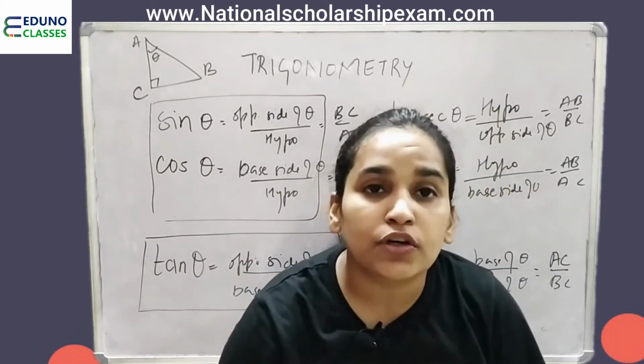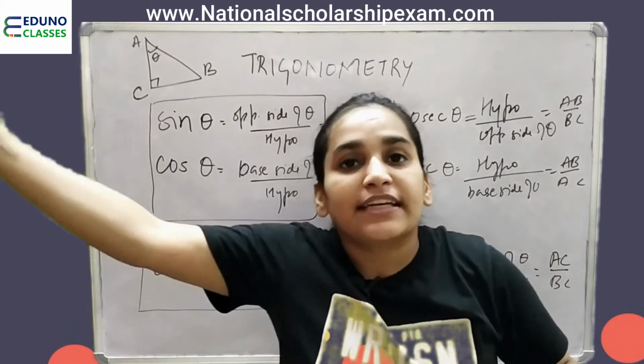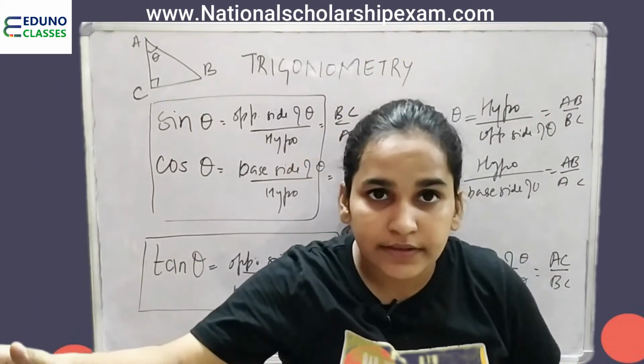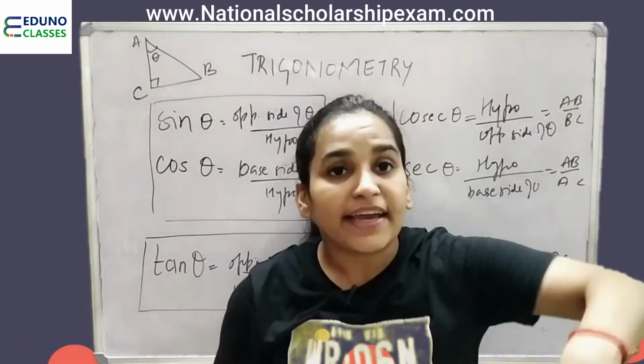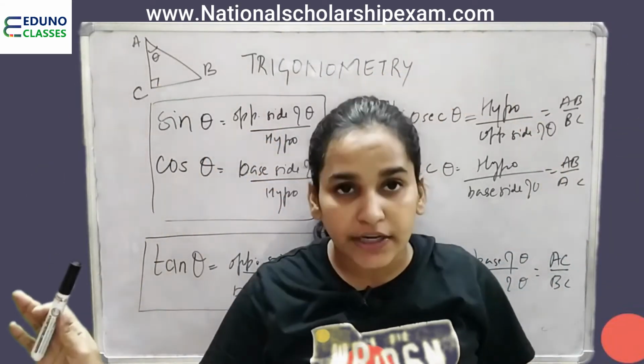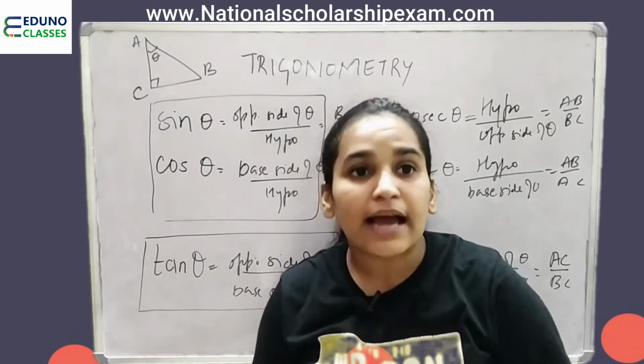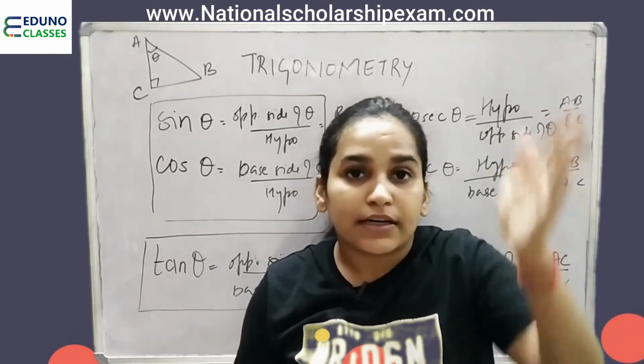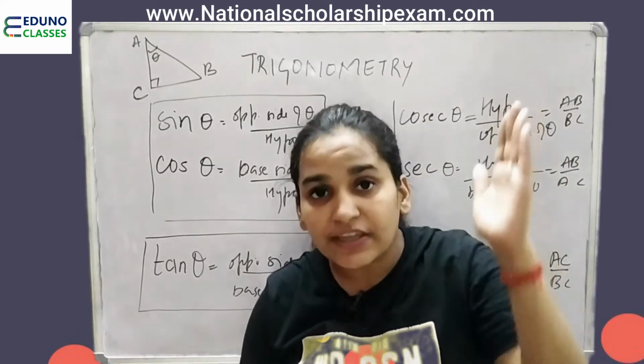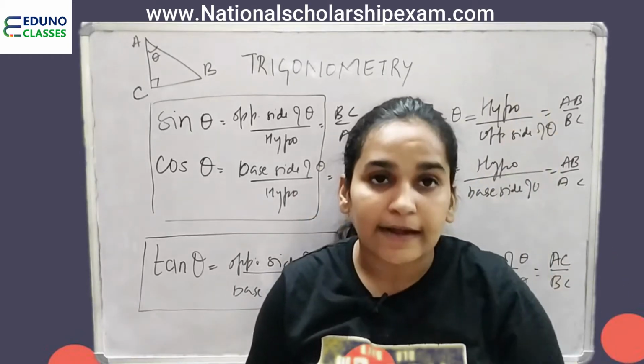Sin theta is equal to the opposite side of theta upon hypotenuse. Cos theta is equal to the base side of theta upon hypotenuse. Tan theta is equal to the opposite side of theta upon the base side of theta.